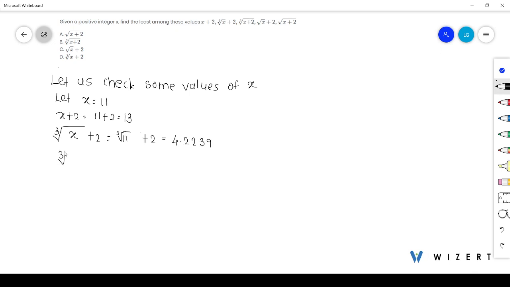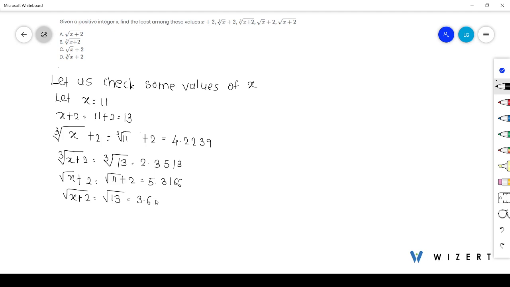Again, cube root of x plus 2 means cube root of 13, so it is 2.3513. Then square root of x plus 2 is square root of 11 plus 2, and it is 5.3166. After that, square root of x plus 2 is square root of 13. So it is 3.60.